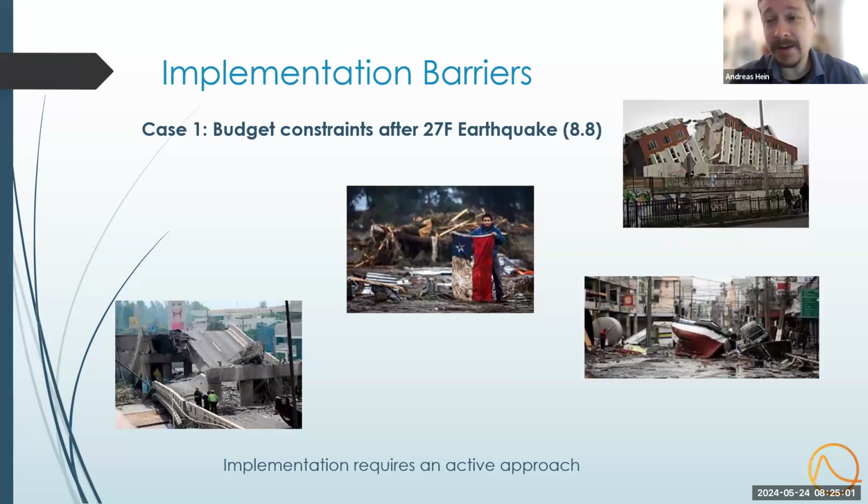And I would say, not that this will always work for you, but I think the takeaway from this story is implementation requires an active approach. If I would have sat in the office and waited for the lawyers to work it out, it wouldn't have worked. Probably not in my favor or in favor of my program.